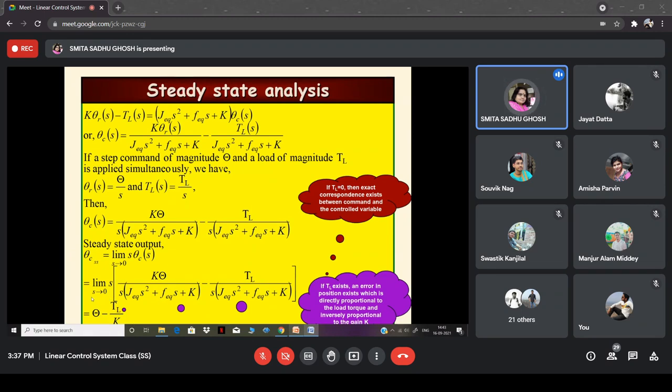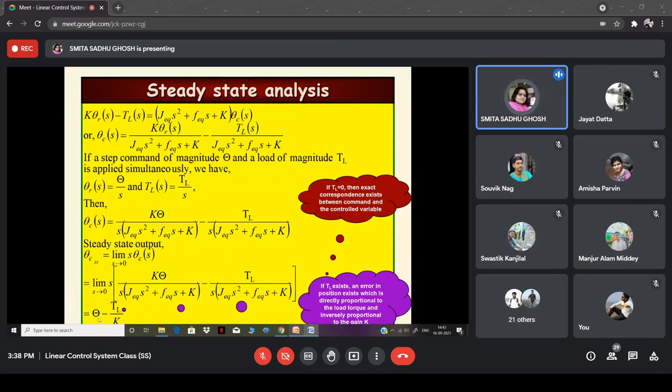So now if we want to find out how far the objective is met, objective meaning the tracking objective, that the output is going to be following the input in the steady state, how far that is met. So if you have say T_L, that is the disturbance torque, equal to 0, in that case you have the output as capital Theta. The input step that was applied had an amplitude of capital Theta.